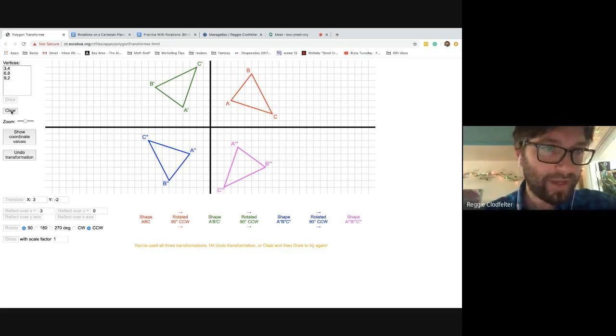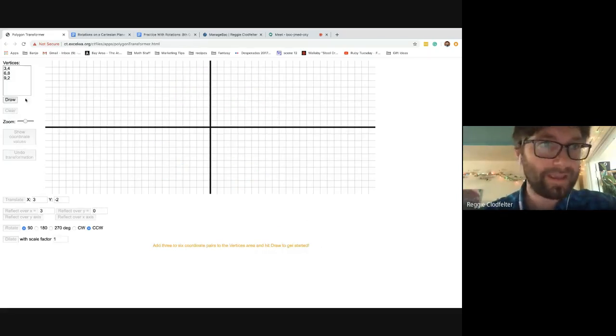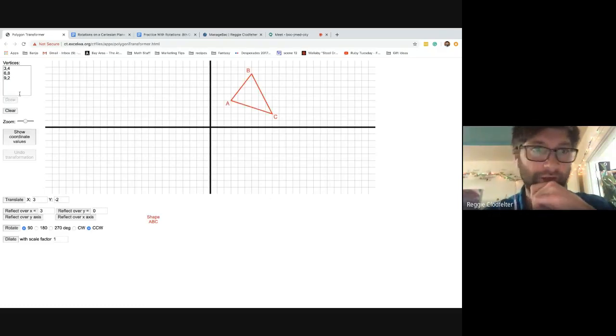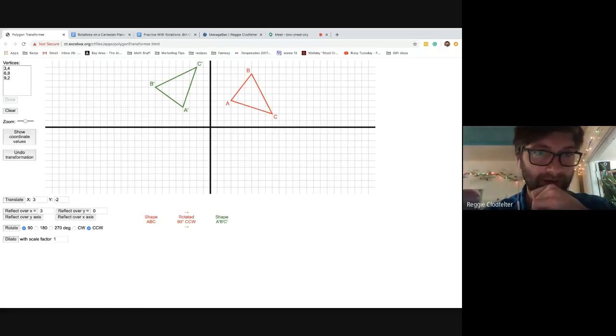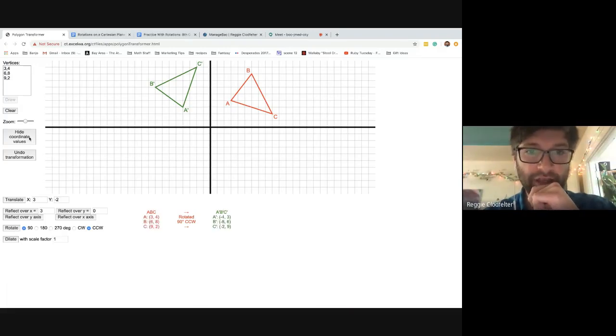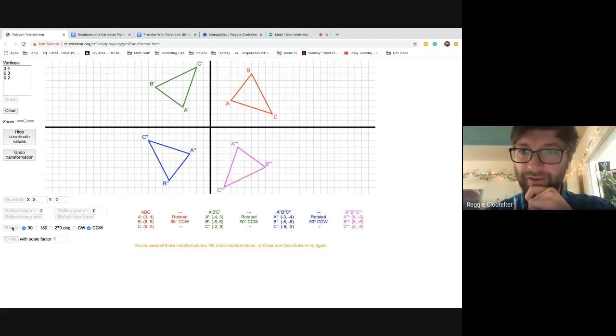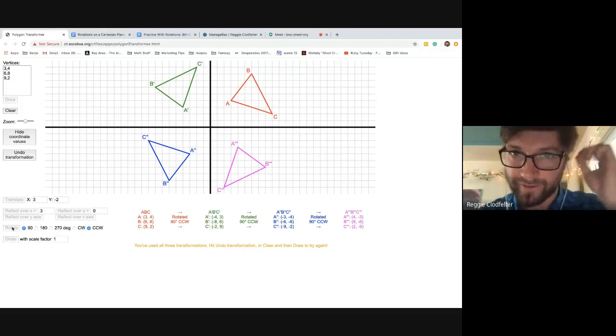And let me show you guys something that's going to make your life way easier and make these assignments go quicker. Not only can you draw your coordinates and rotate them, but you can click this handy dandy show coordinates values button, and it's going to show you what your A prime, B prime, and C prime coordinates are as well, which is going to make your life so much easier and make things go quicker.